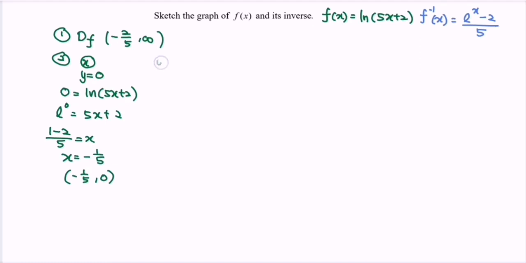Next is to find the y-intercept when x equals 0. So if we substitute, y will be ln 2. So that will be the coordinate for the y-intercept, (0, ln 2).